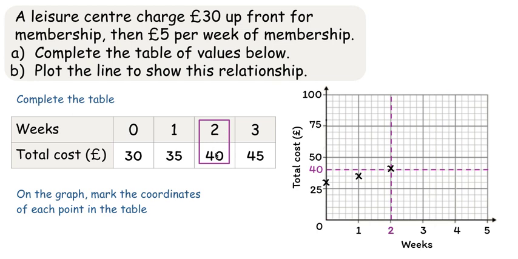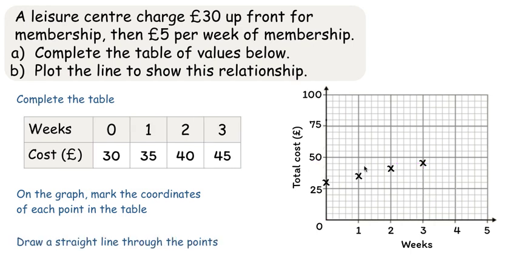And I've done the same thing with the third value in the table, and then finally for the last value in the table. Now we've got all our points, we can draw a straight line through them, starting from when the weeks is 0. And then we want to extend the line across to the edge of the axes, like this. And we do this so we can now go on to use the graph to work out how much the membership would cost for different numbers of weeks.